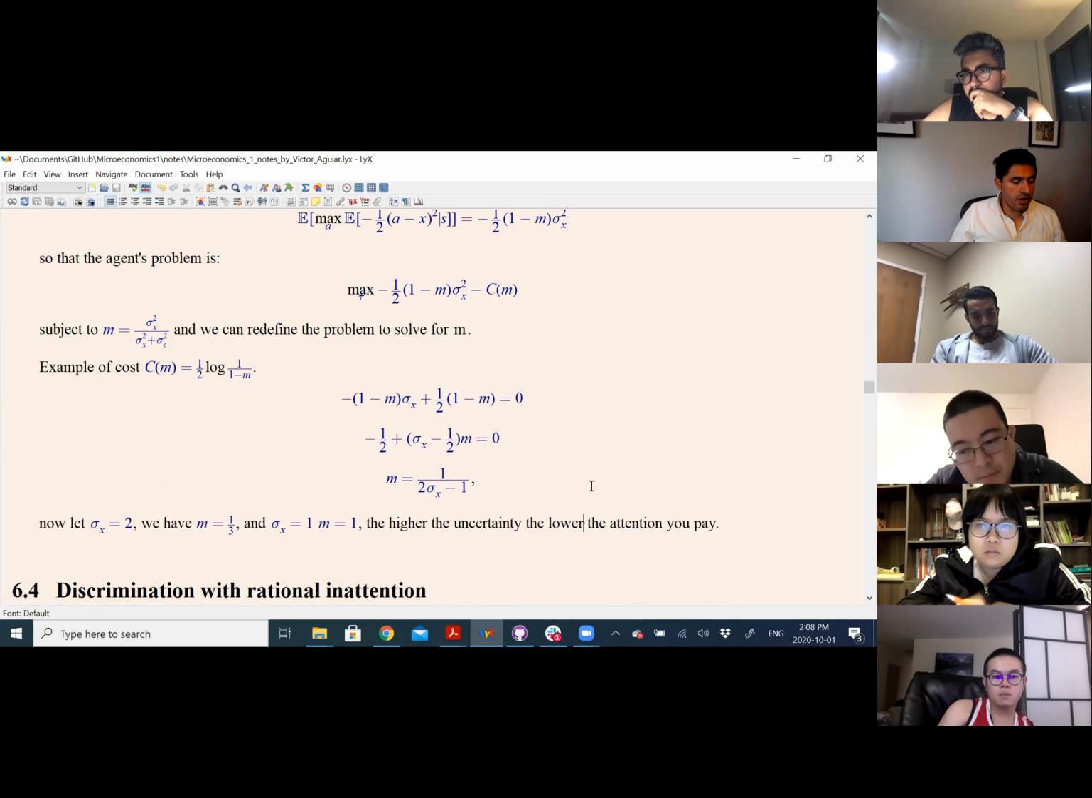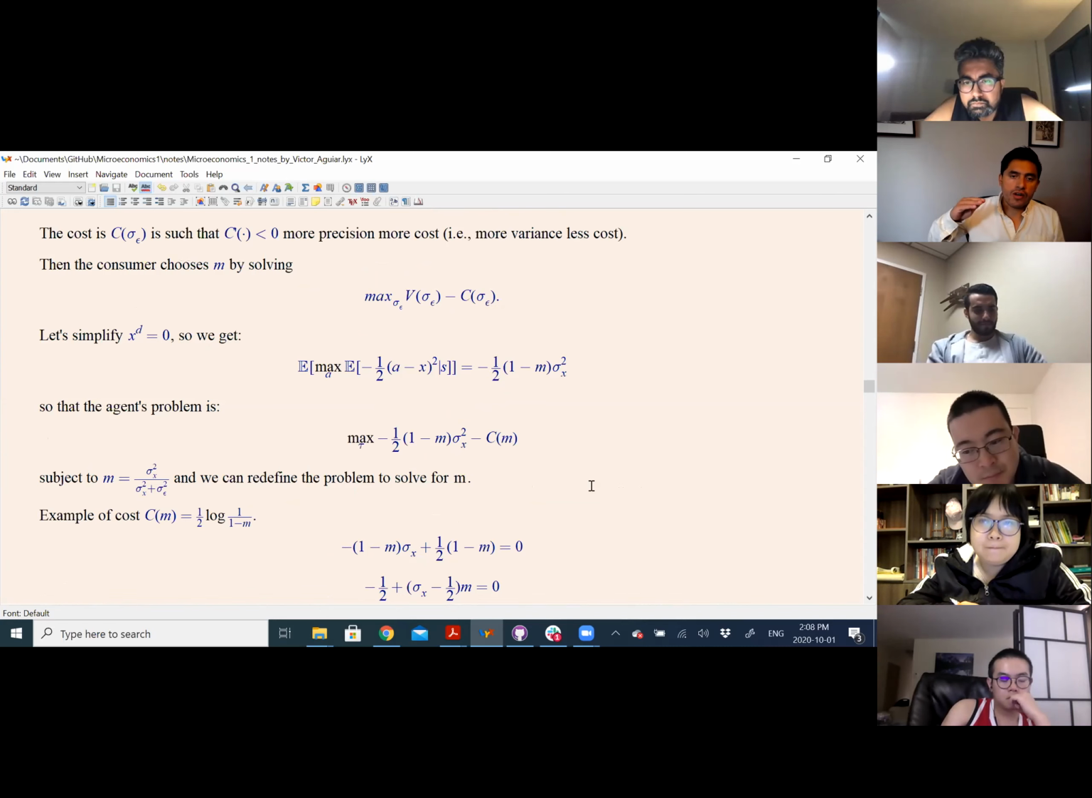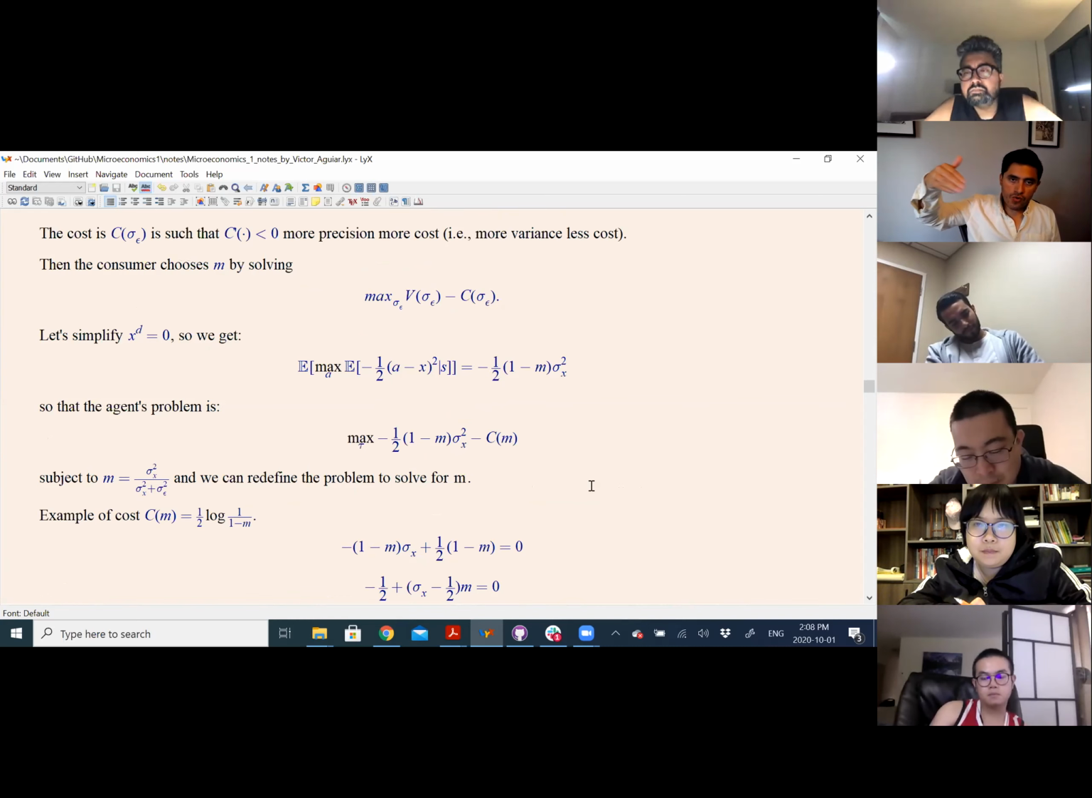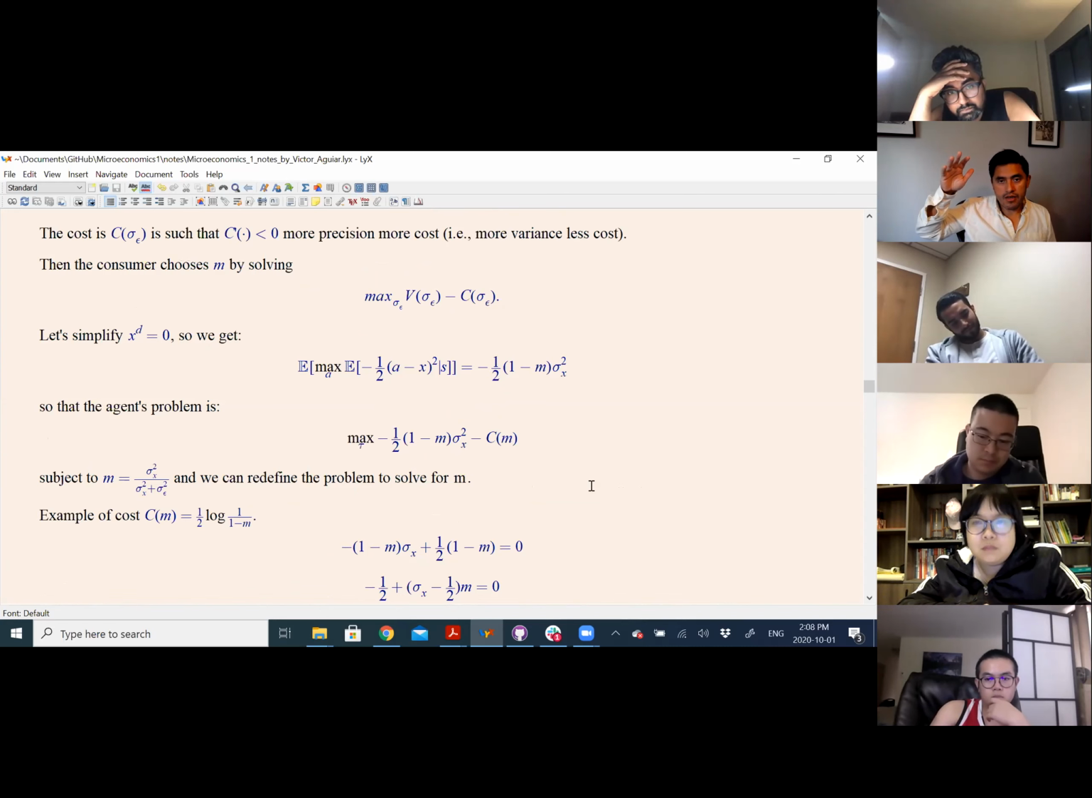The important thing I want you to remember is that this is not the only way people can decide what attention they pay. But this model is called rational inattention, and basically it models precision, and it has these two stages. If you remember from the reading, psychologists have pretty much identified that decision-making happens in two systems, System 1 and System 2.